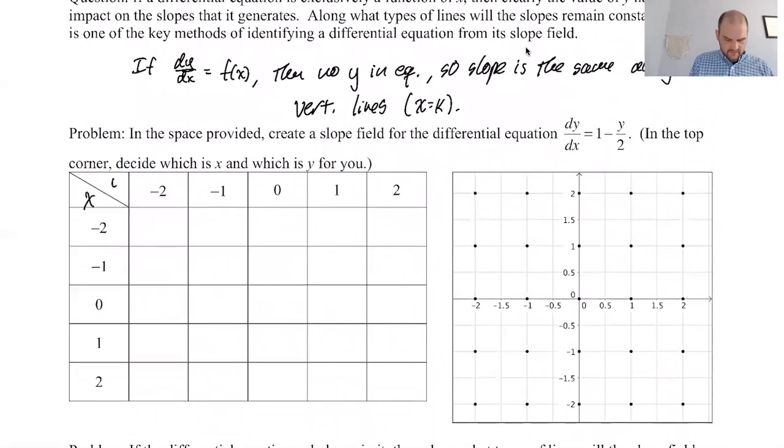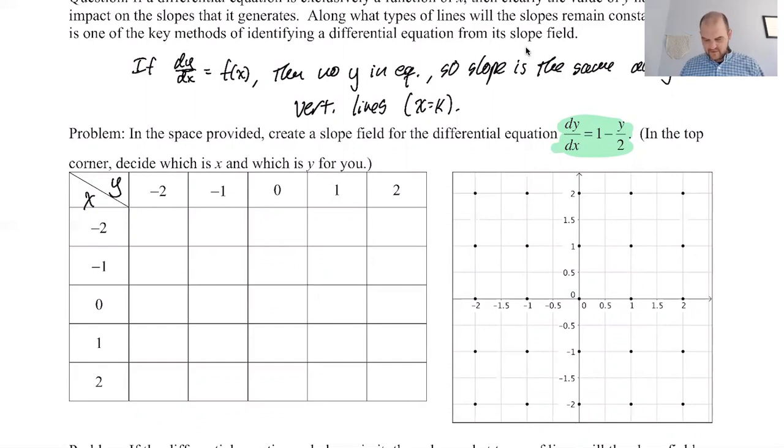So x, y. All right, our differential equation is this. Now, there's no x in this differential equation. So regardless of what x is, the slope will always be the same. So along horizontal lines, you can move left and right, you're not going to change the slope. Along horizontal lines, slope is always the same. Let's fill in our table.